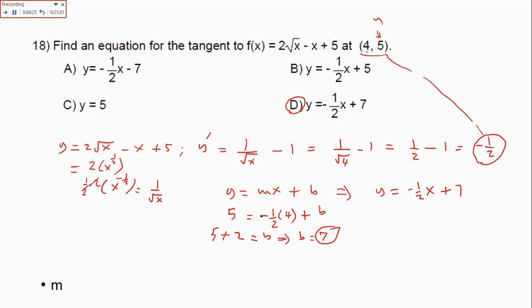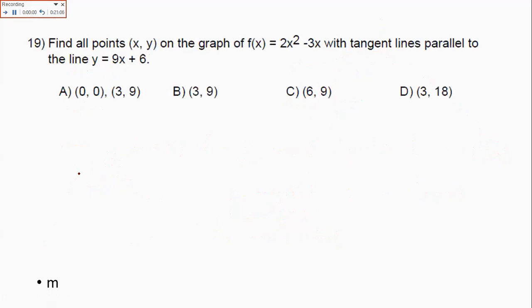Okay, let's go to the next. Find all points x comma y on the graph of f of x equal to 2x squared minus 3x, with tangent line parallel to the line y equal to 9x plus 6. What do you think the second phrase will help us in finding?